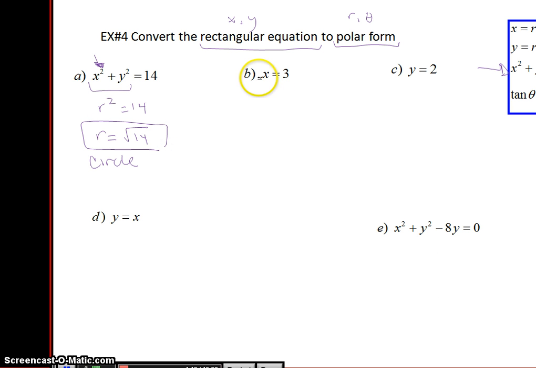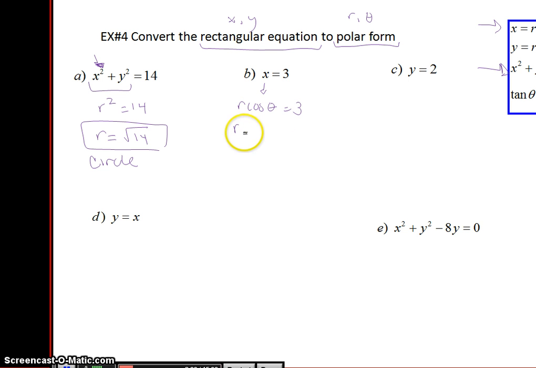Okay, so for number 2, we have x equals 3. Okay, so if you think about algebra 1, x equals 3 is just a vertical line, going through the x-axis at 3. Well, x is r cosine theta. So I'm going to replace x with r cosine theta, and that equals 3. So I just replaced the left-hand side. Okay, so now we no longer have x's, which is rectangular, and we have an r and a theta, which is polar. And typically for polar equations, it's r equals something, if we're going to have an r in it.